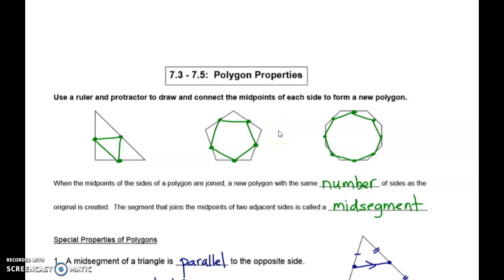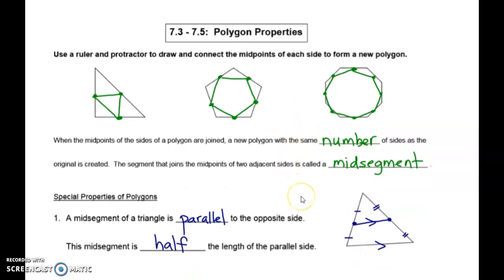Hello grade 9s. So this is our last lesson for chapter 7. We're looking at properties of polygons. So we are going to do an investigation.